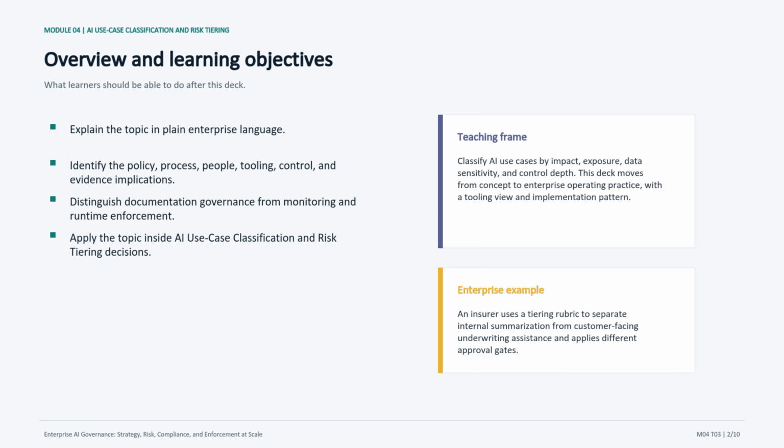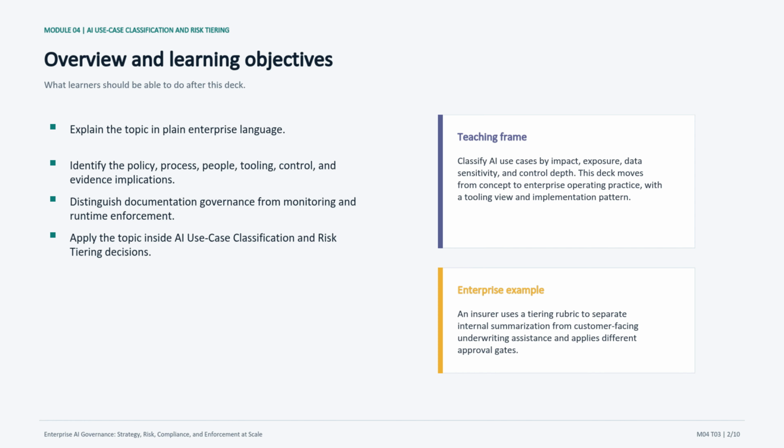Now that the topic is on the table, I want to set our learning objectives. By the end of this deck, the goal is not just to define high risk versus low risk use cases. The goal is to explain how it works inside an enterprise. For this class, I want you to keep six lenses in mind: policy, process, people, tooling, controls, and evidence. A governance idea is only useful when it changes at least one of those lenses in a concrete way.